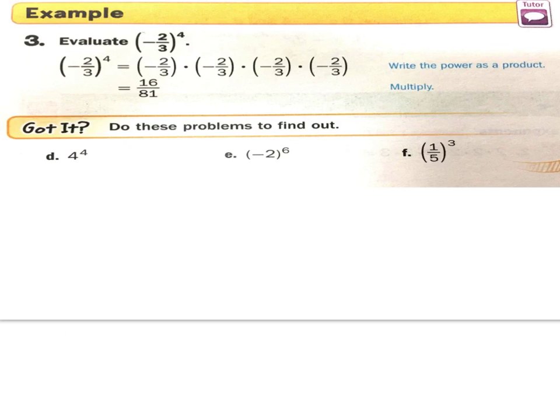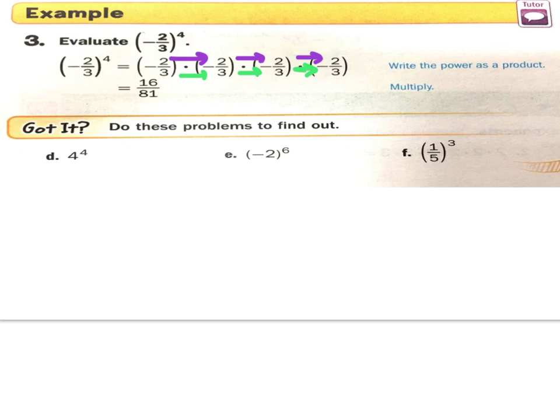When I put that in my calculator, or when I multiply everything straight across, when you multiply fractions, remember we're multiplying the numerator straight across. And 2 times 2 times 2 times 2 gives me 16. And then I'm going to multiply my denominator, the number on the bottom, times itself as well. And when I do that, 3 times 3 times 3 times 3 gives me 81.